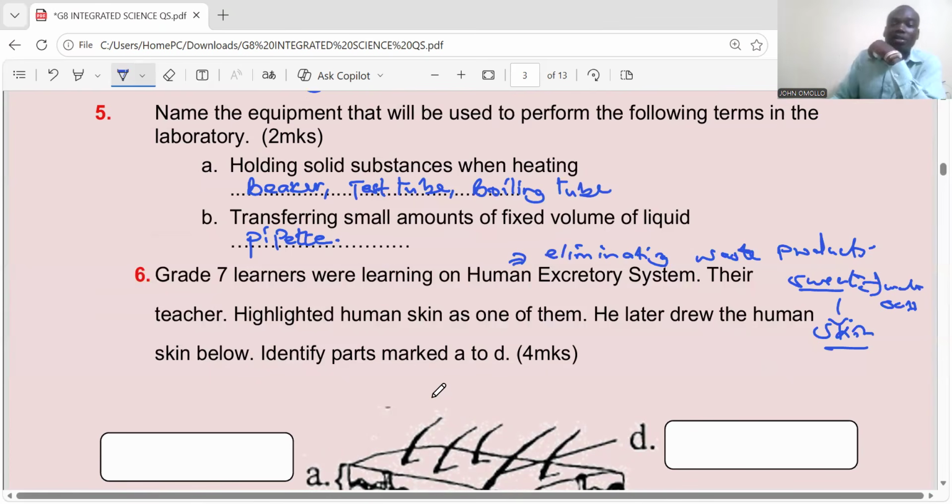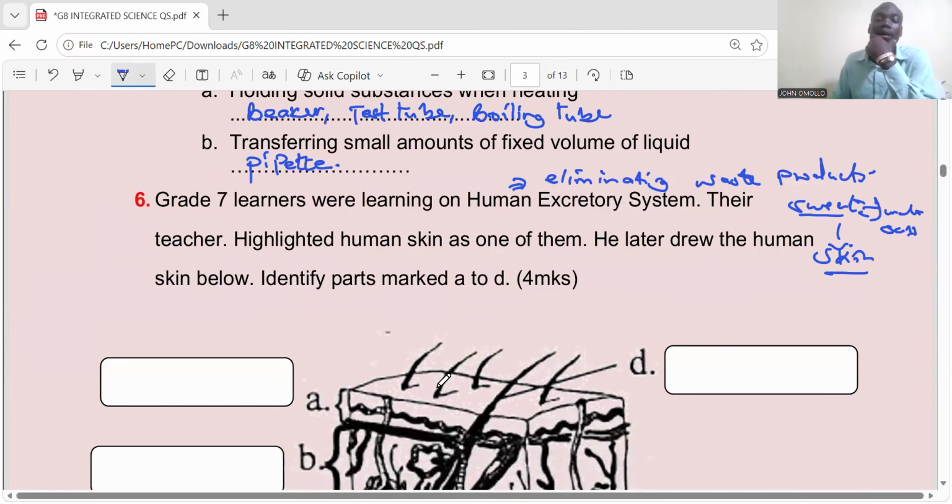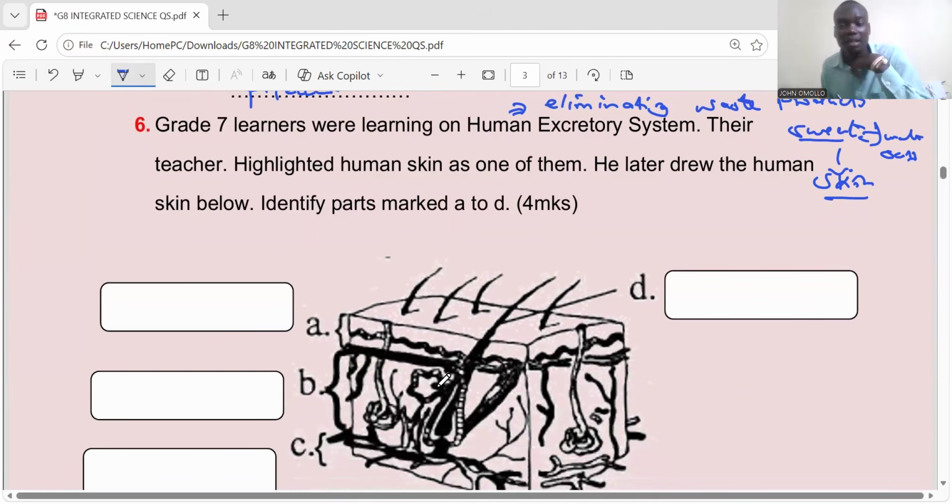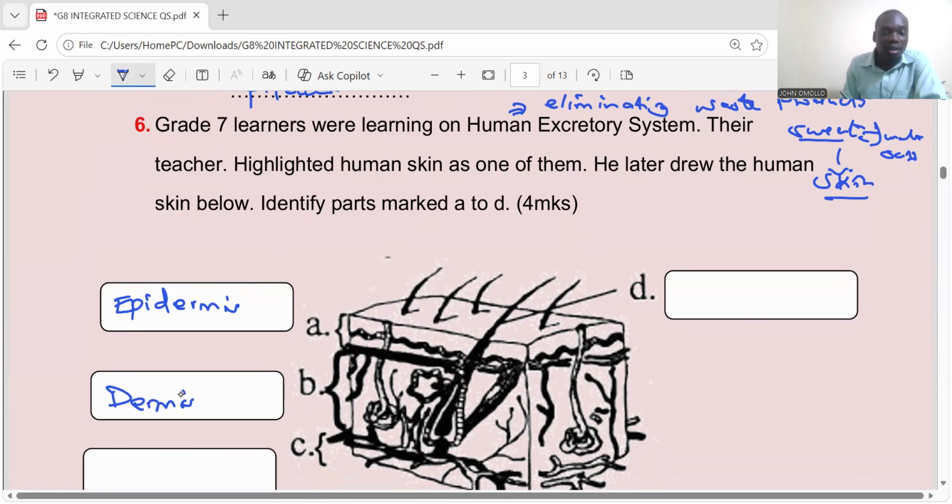Highlighted human skin as one of them. Yes. He later drew the human skin below. Identify the parts marked A to D. Now, the part marked A, in this case, is the epidermis, which is the outermost layer of the skin. Part marked B is the dermis, the inner layer.